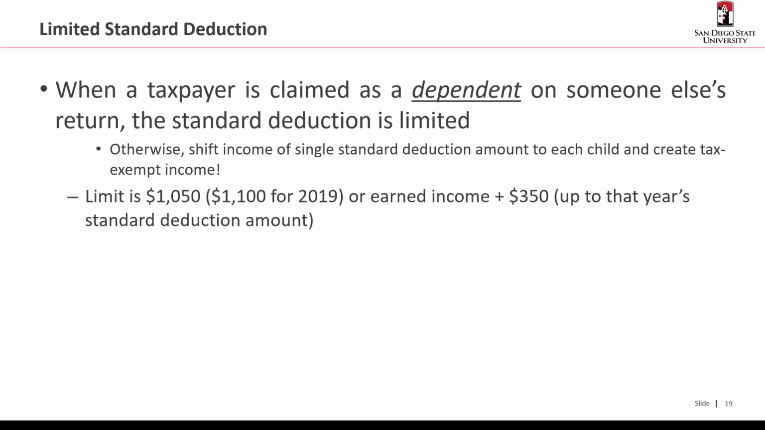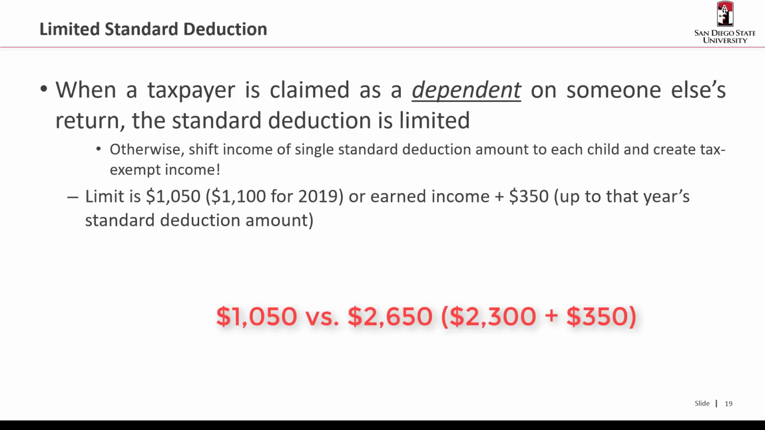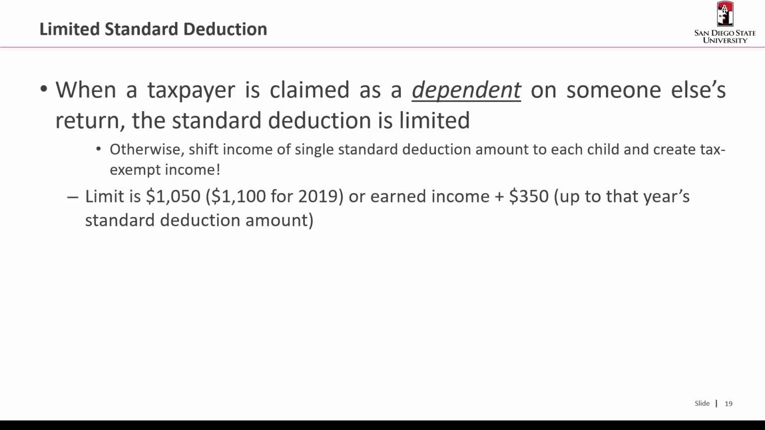So think of it as, okay, I'm a 19-year-old college student. My parents claim me as a dependent. However, I work on campus. I make $2,300 a year in 2018. So what is my standard deduction? Well, you'd compare. You'd say, okay, it's either $1,050 or my earned income plus $350. If I made $2,300, then my earned income is $2,300 plus $350. That's $2,650. I'm going to take that as my standard deduction amount because you can take the larger of the two.